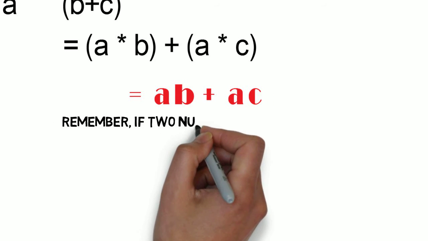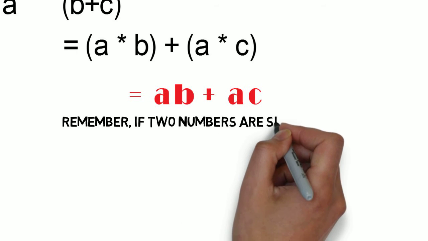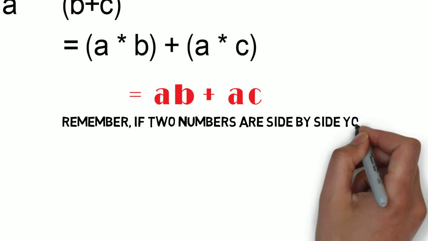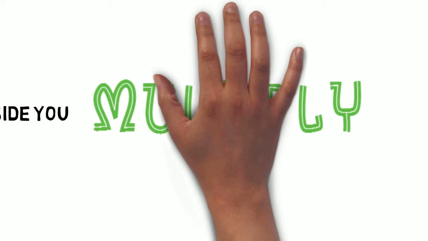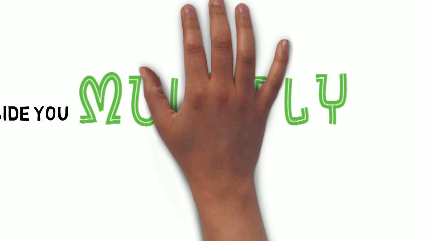And remember that if two numbers are next to one another, they're side by side, we're going to multiply. There's that operation again. We're going to multiply them.